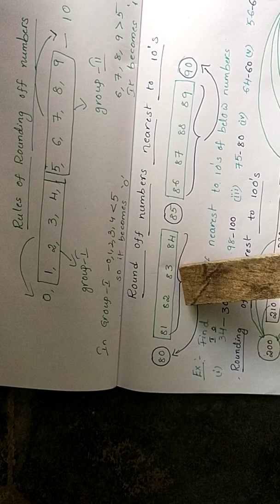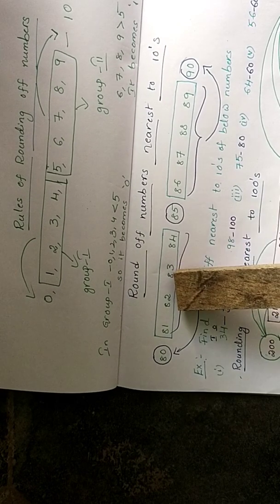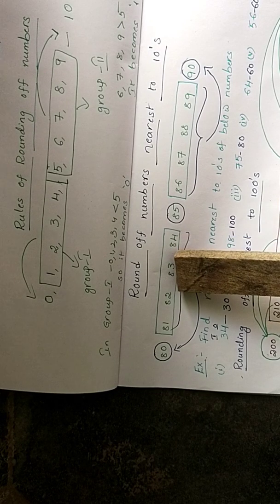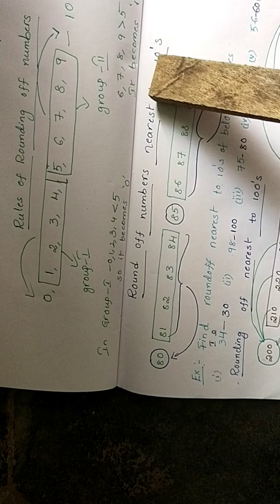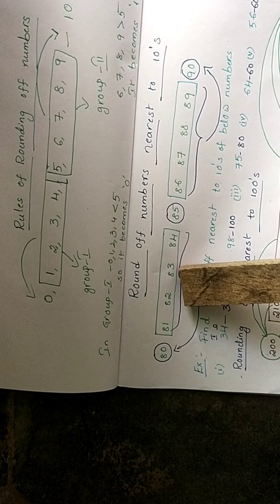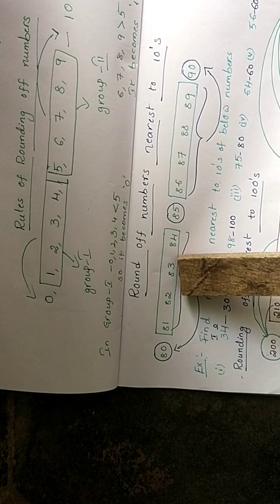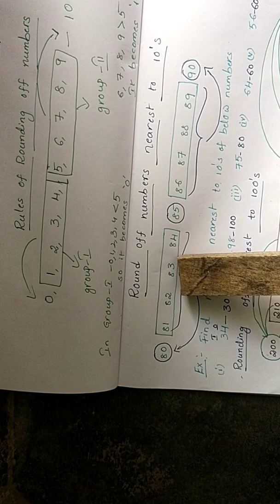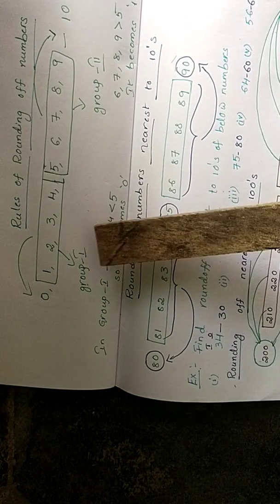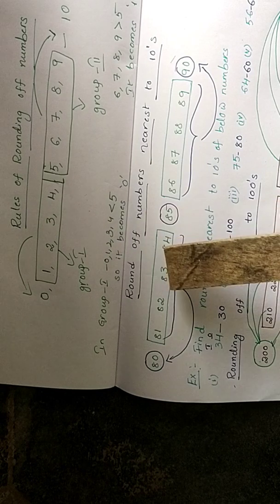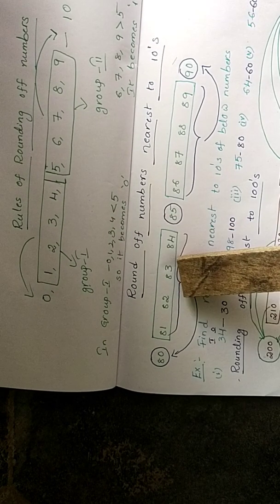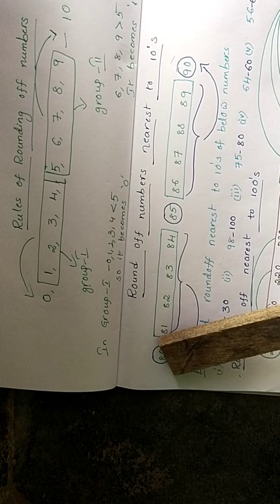Why? Because here in 83, first you write the places. This is ones and this is tens. We only find the nearest tens, so we look only up to the tens place. After 8, what is the digit here in the ones place? 3. So is 3 group 1 or group 2? Group 1. So group 1 means what is the condition? 3 is less than 5. So 3 becomes 0. So 83 is nearest to the tens value 80.